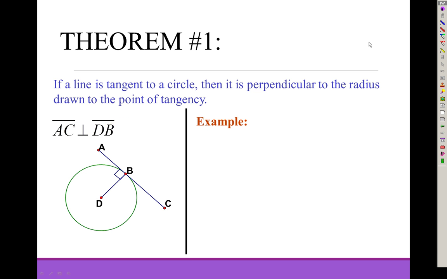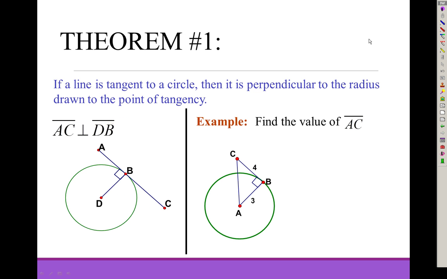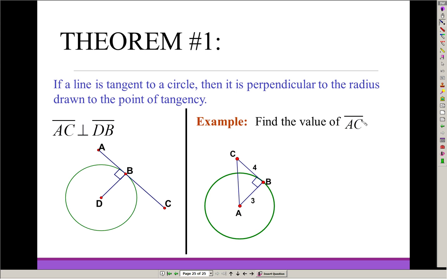So here's an example. If we have a tangent here, segment CB is a tangent, and it's perpendicular to the radius, as it needs to be, find the value of segment AC. Well, since it's perpendicular here, we can have it closed up, making a right triangle. And anytime you have a right triangle, you can do the Pythagorean theorem. Segment AC is the whole hypotenuse, so we can do the Pythagorean theorem where the legs are 3 and 4, and the hypotenuse is AC.